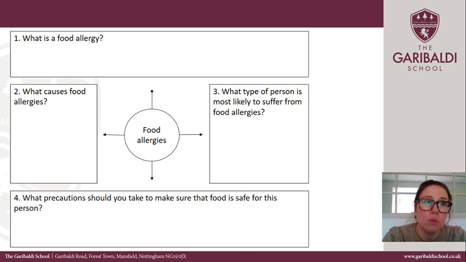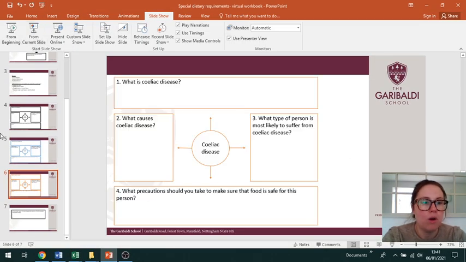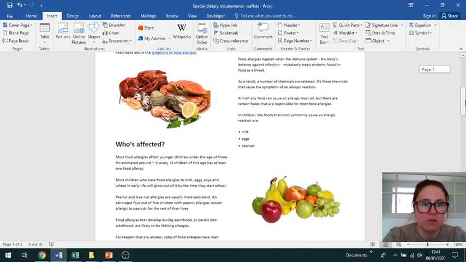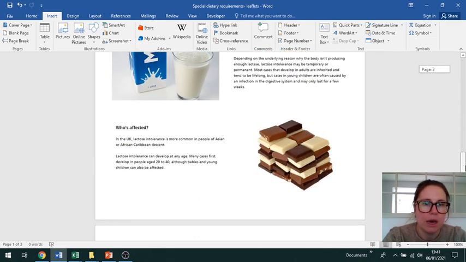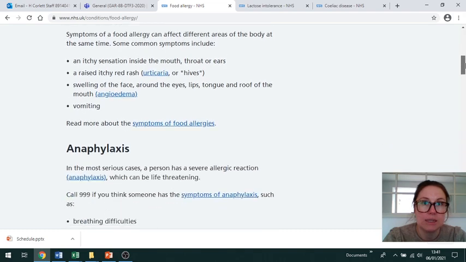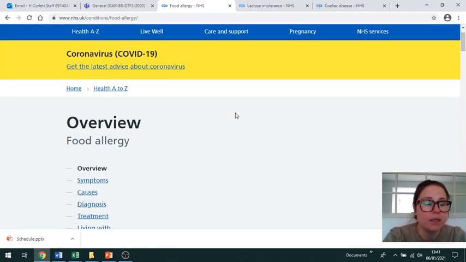So this should take you probably 25 minutes to find out the information for the food allergies, lactose intolerance, celiac disease. There are, which you can find on Teams, some support sheets which look like this, which have been cherry picked from the NHS website. You can also access the NHS website directly. So you can have a look at food allergies, lactose intolerance, celiac disease. You can also just use Google, that's absolutely fine.